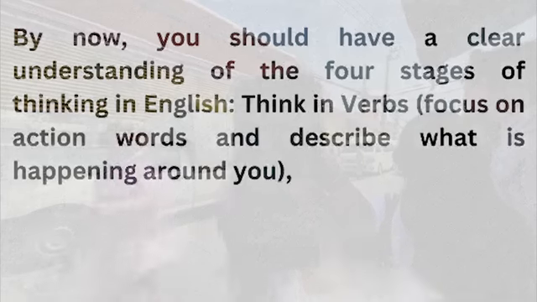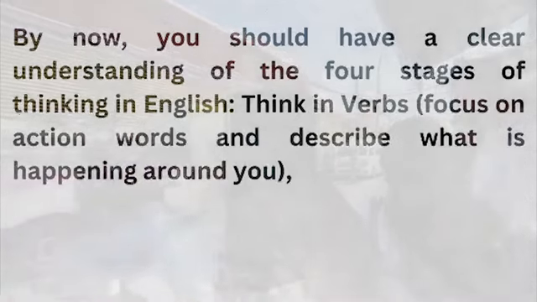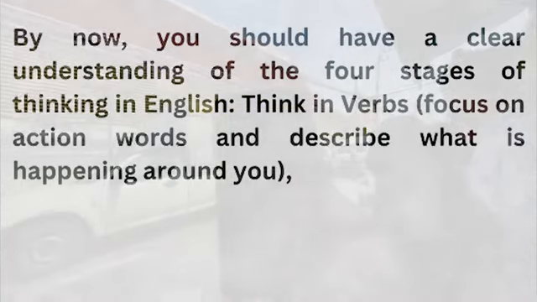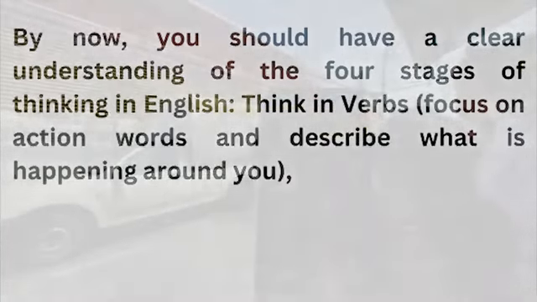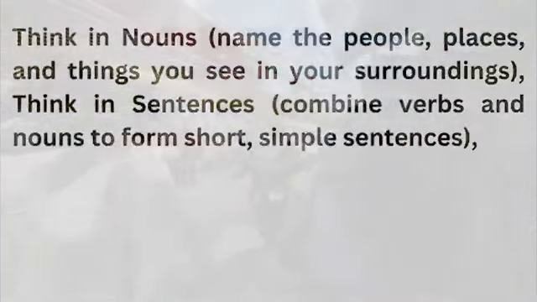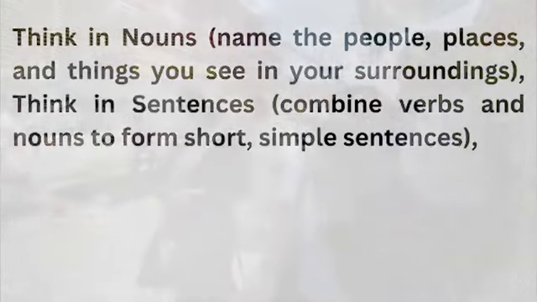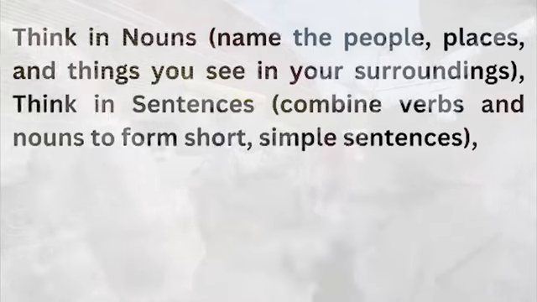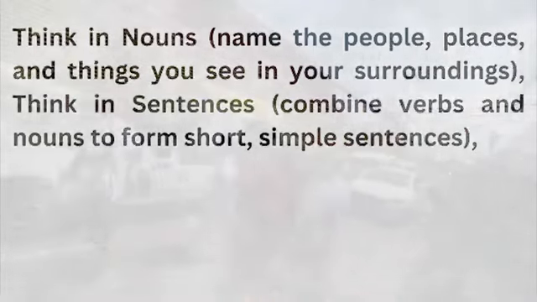By now, you should have a clear understanding of the 4 stages of thinking in English. Think in verbs, focus on action words, and describe what is happening around you. Think in nouns, name the people, places, and things you see in your surroundings. Think in sentences, combine verbs and nouns to form short, simple sentences. And think in paragraphs. Bring everything together to create detailed descriptions of scenes and events.